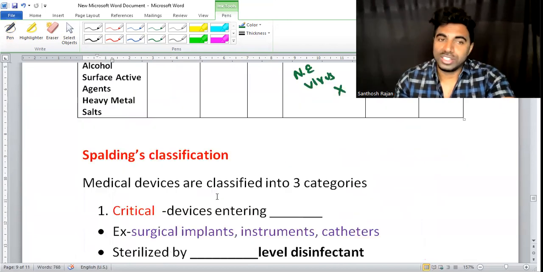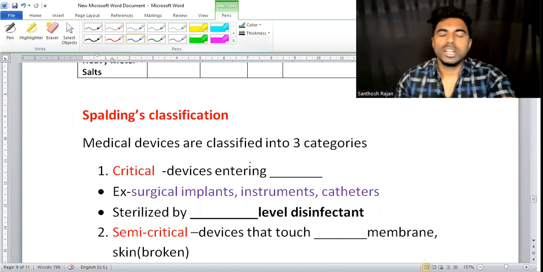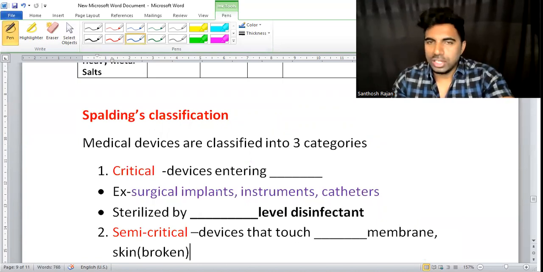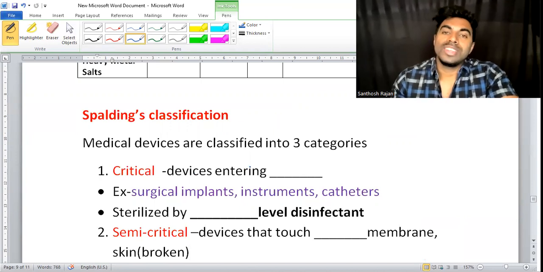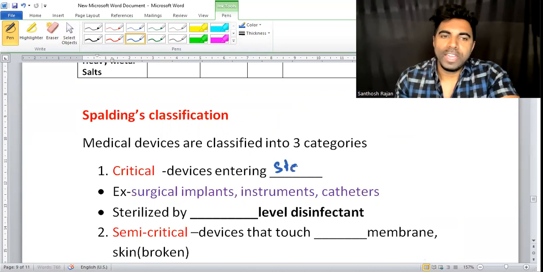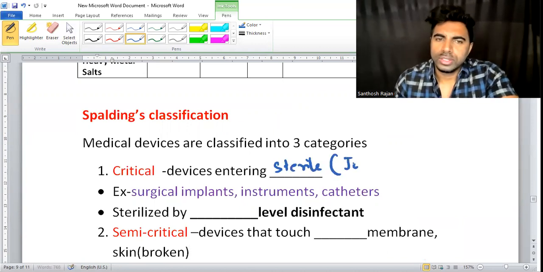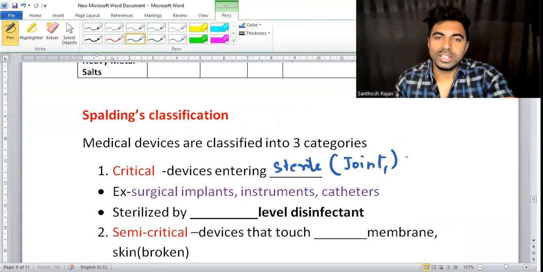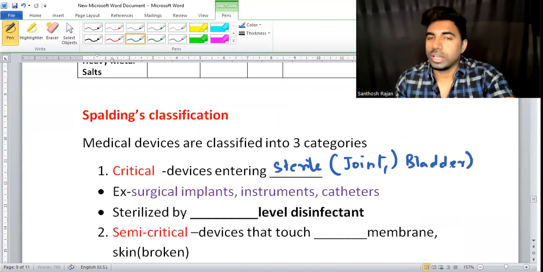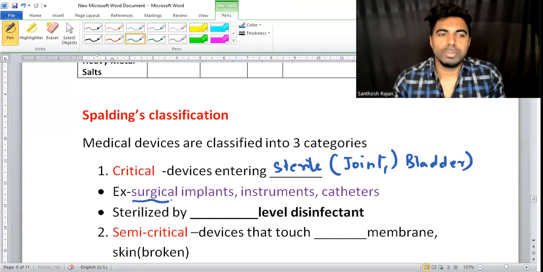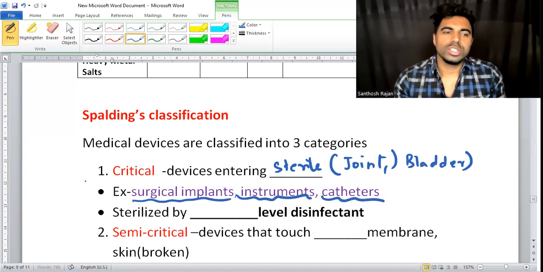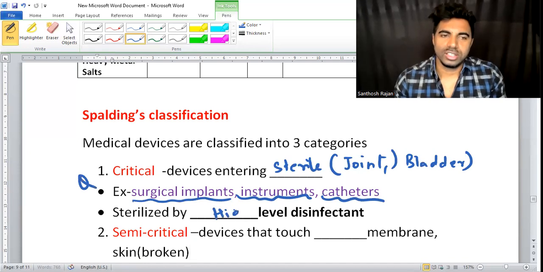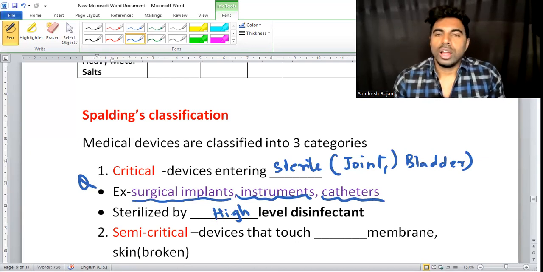And Spalding classification is important from the surgical point of view, because in Spalding, the medical devices are classified into three categories: critical, semi-critical, and non-critical. Critical means the devices are entering your sterile areas, like joint, blood vessels, even your bladder. Those areas are sterile, there's no bacteria, so they are very risky. Surgical implants, instruments, and catheters come in this category. For this, you have to use high-level disinfectant: plasma sterilization, ETO.